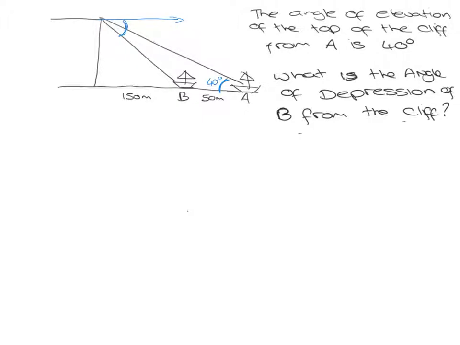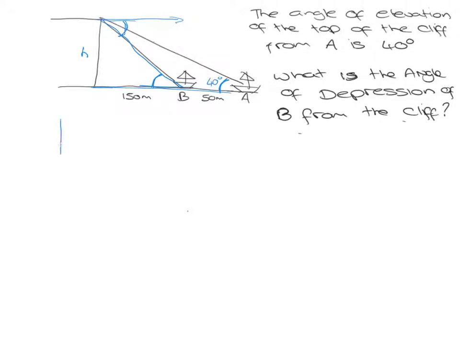However, because down here it's also horizontal, these are parallel lines. So using the fact that alternate angles on parallel lines are equal, if we can find this angle, then that tells us what the angle of depression is as well. Before we can find this angle, we need to find the height of the cliff. So we need to find the height h.